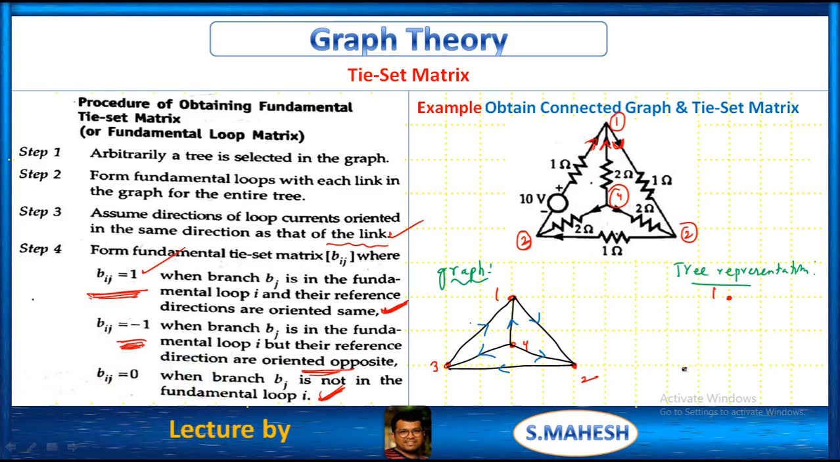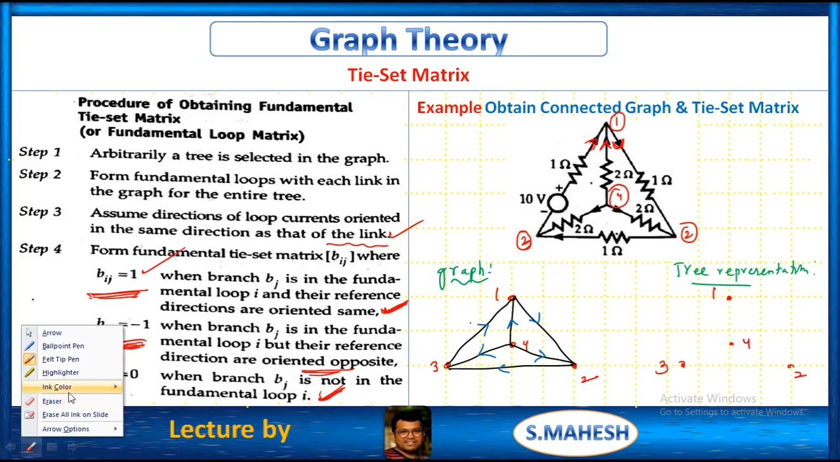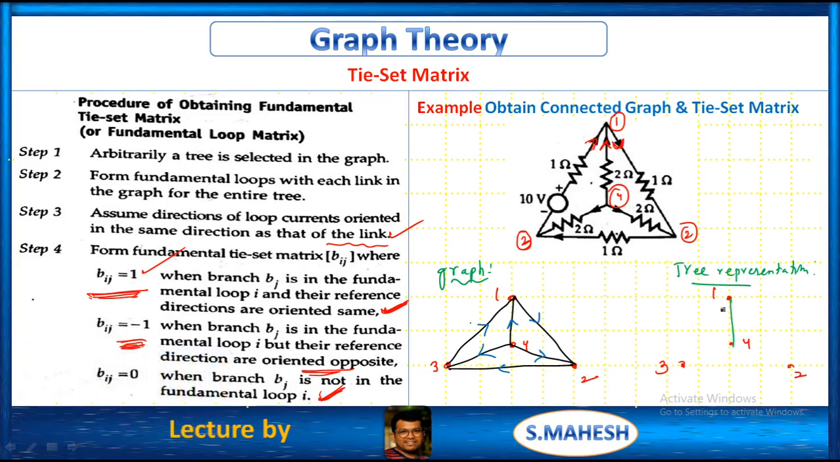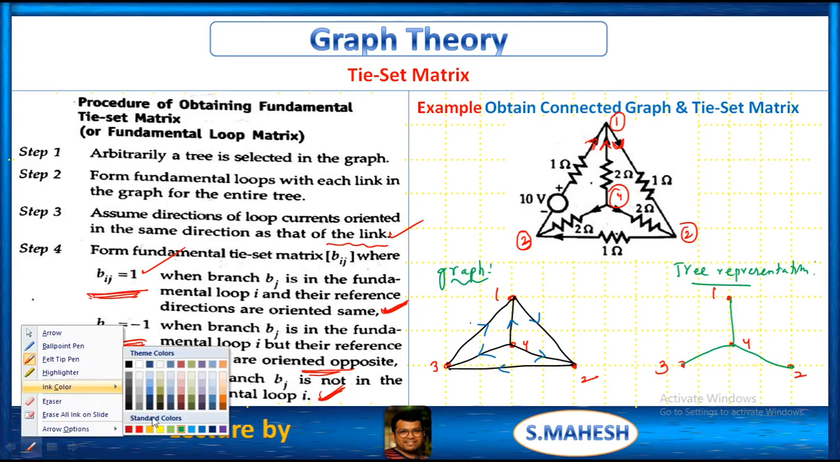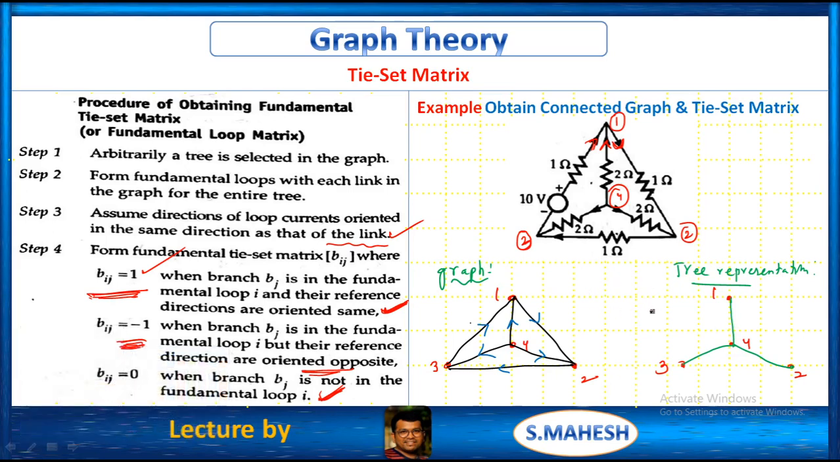Node 1, node 3, node 2, node 4. That's it. Which is not a closed combination of elements. Simply, this is nothing but a tree. That's it. Which covers all nodes, right? This is the tree. Then where are the links?